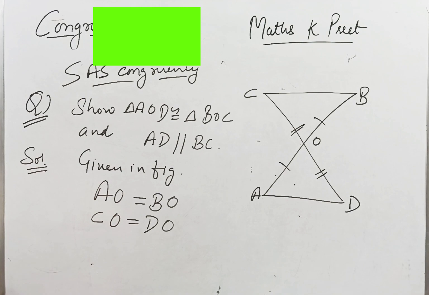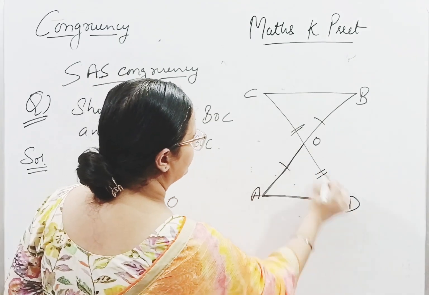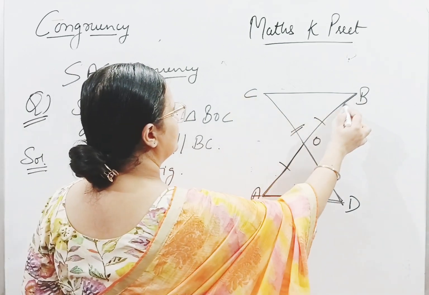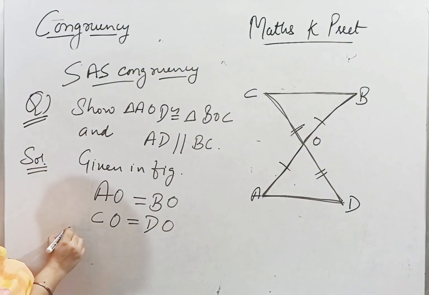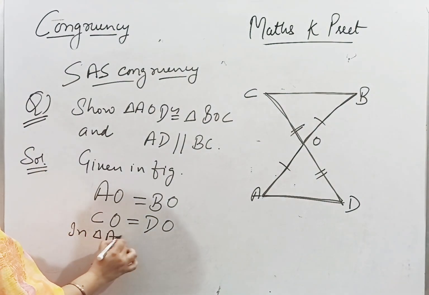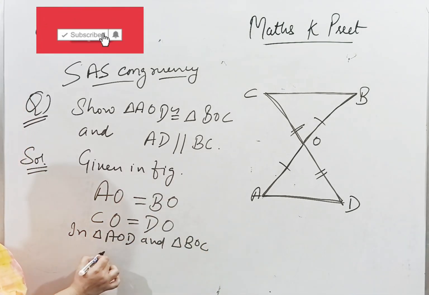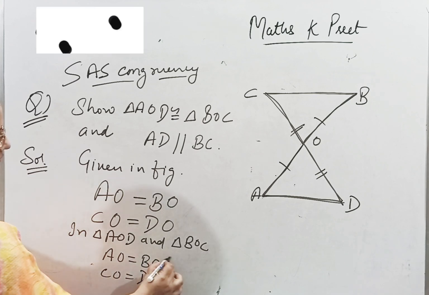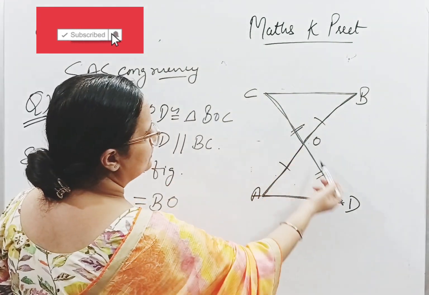Now to prove triangle AOD is congruent to BOC. AOD, this is the first triangle, and BOC, this is the second triangle. So in triangle AOD and triangle BOC, these two are given to us. We will write this: AO is equal to BO, CO is equal to DO. This is given.